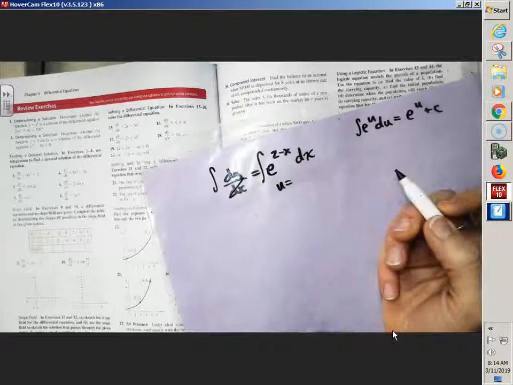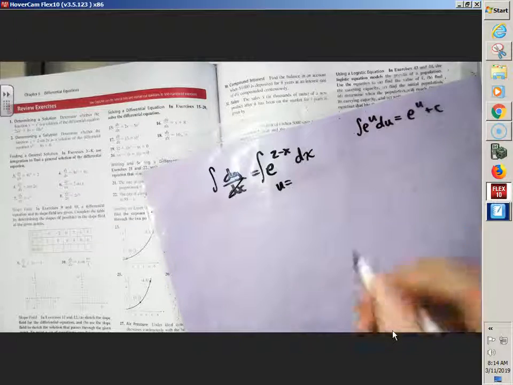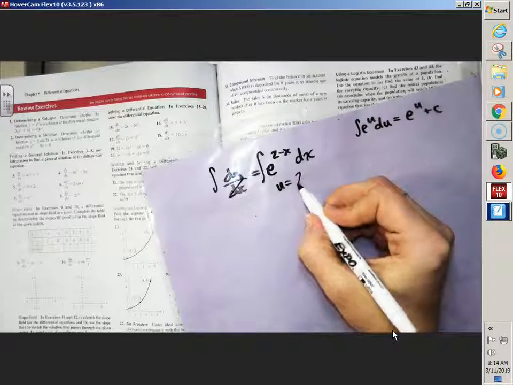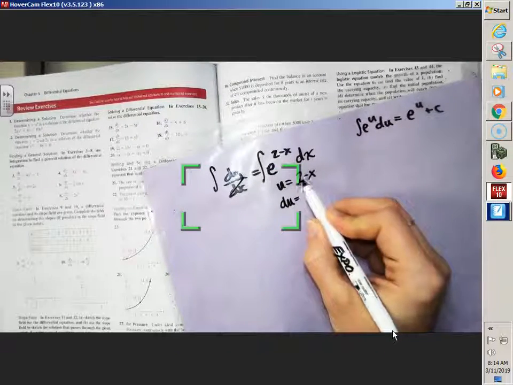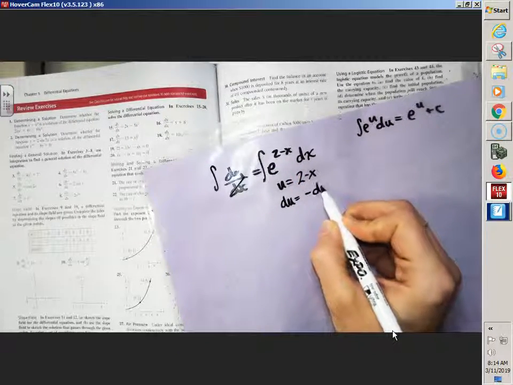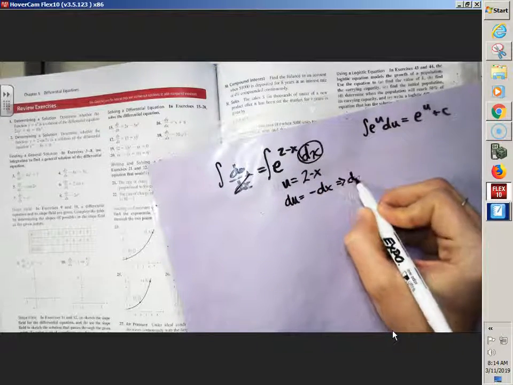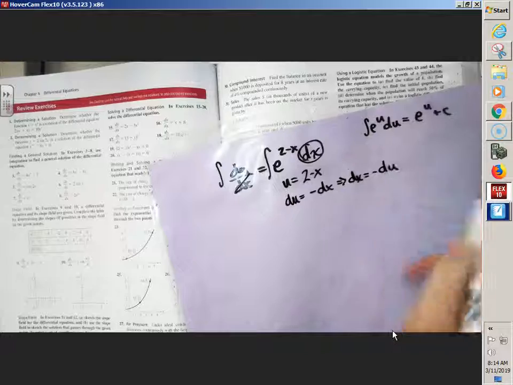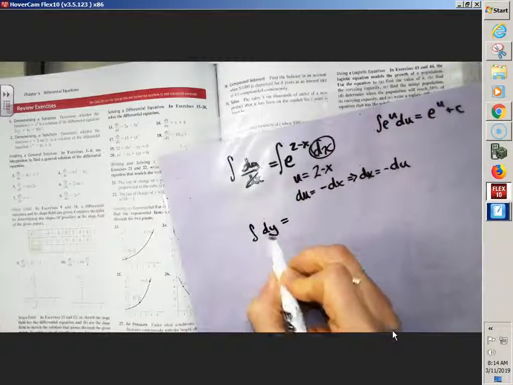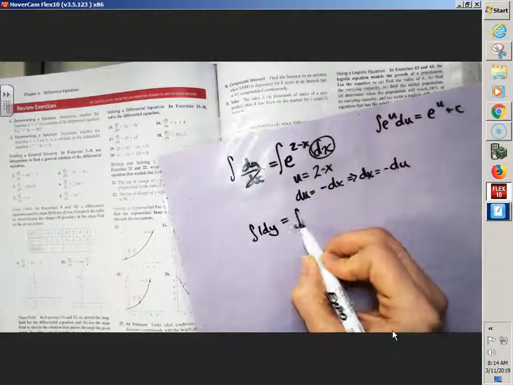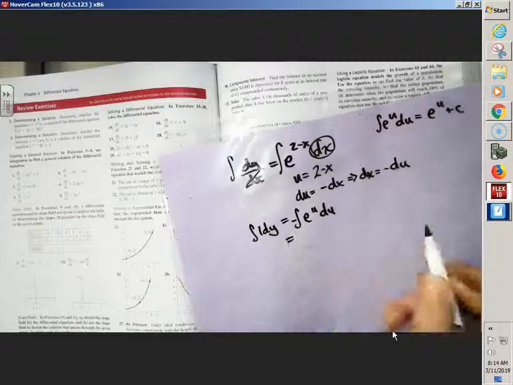U sub. Some of you guys have been looking at your chapter 4b corrections. How do you do u sub? U is equal to the exponent. What do I do next? du is equal to 0 minus 1, so negative 1 dx. I'm going to plug into my integral, so I solve for dx. And then I end up with the integral of dy, specifically 1 dy, is equal to the integral of e to the u with a negative du. What is the integral of e to the u?